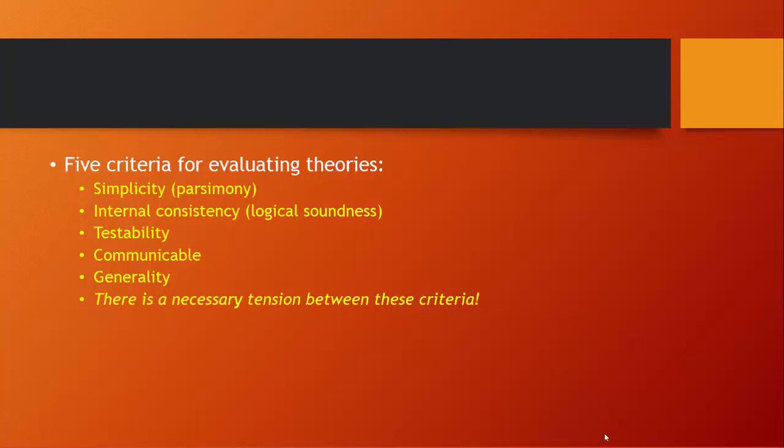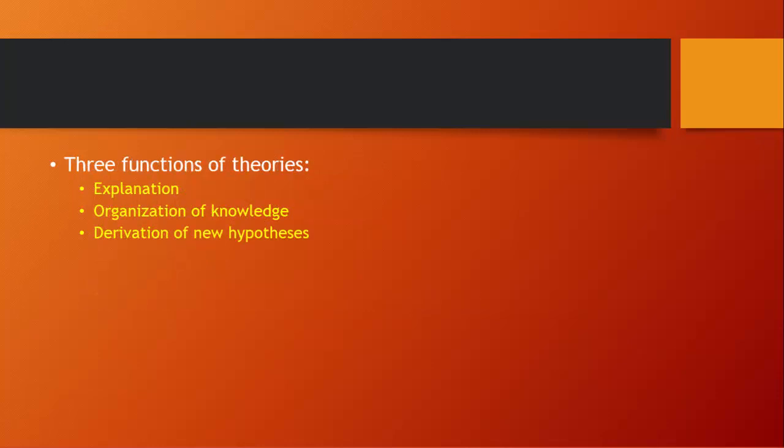So, the three functions that we're going to use our theories for are explanation, organization of knowledge, and the derivation of new hypotheses. By explanation, our theory should be able to explain political phenomena by showing how and why they're related to other phenomena. They should allow us to organize our knowledge in the following way. Our theory should be able to explain phenomena that cannot be explained by existing generalizations and show that these generalizations are all logically implied by our theory.